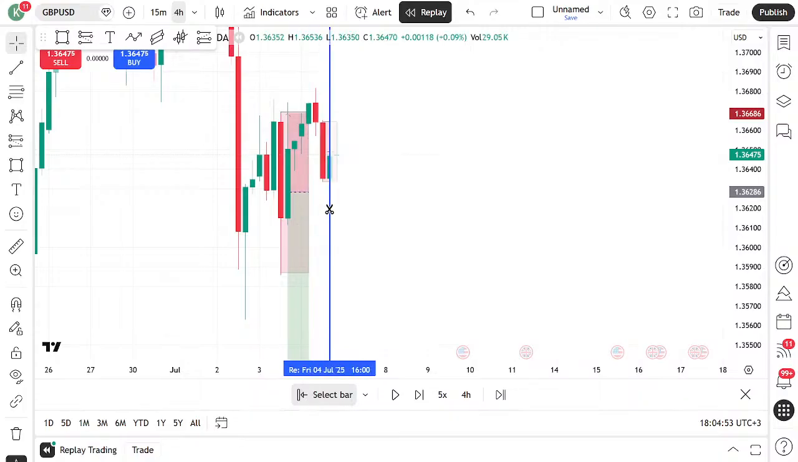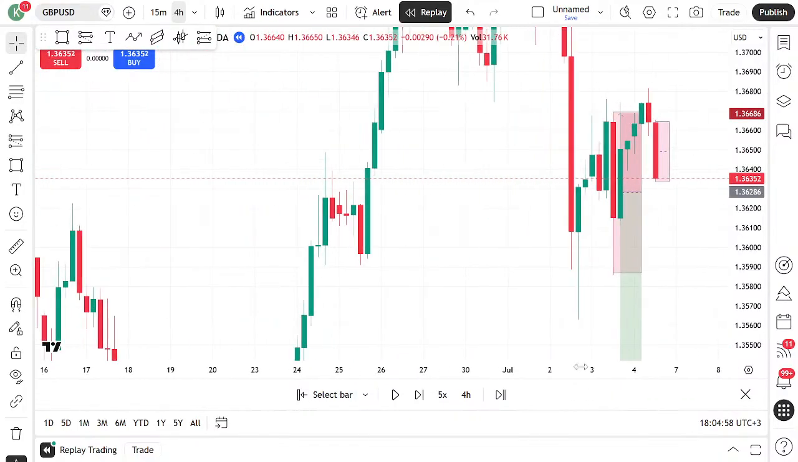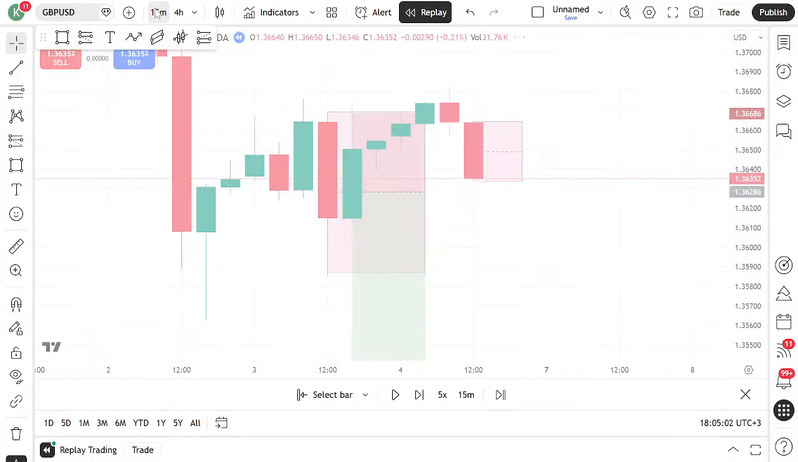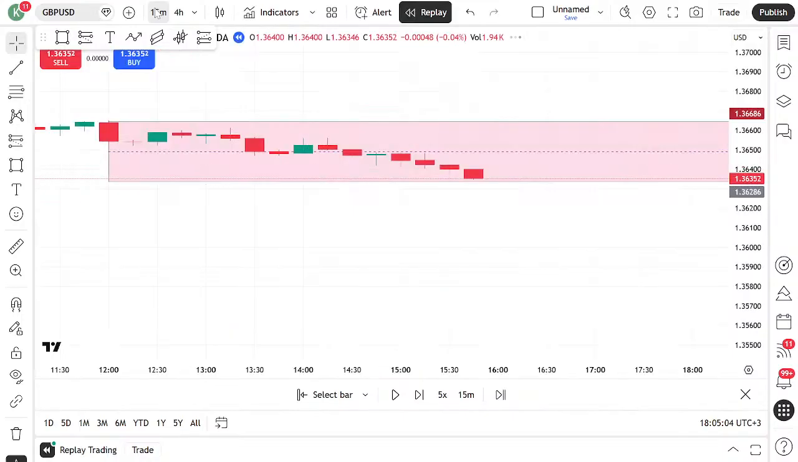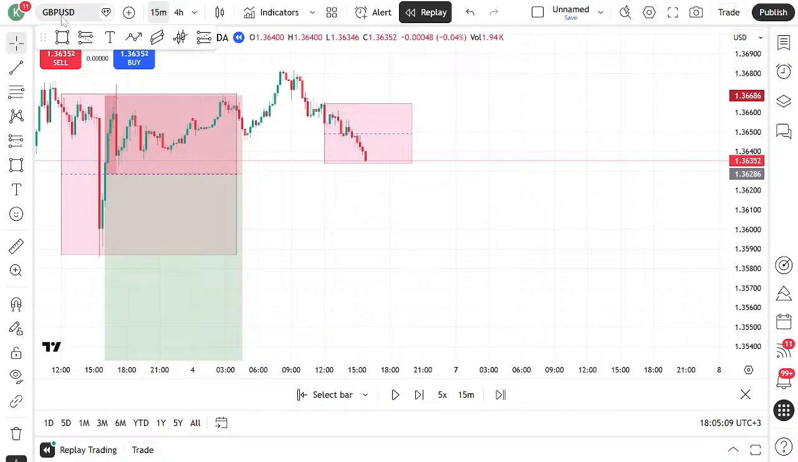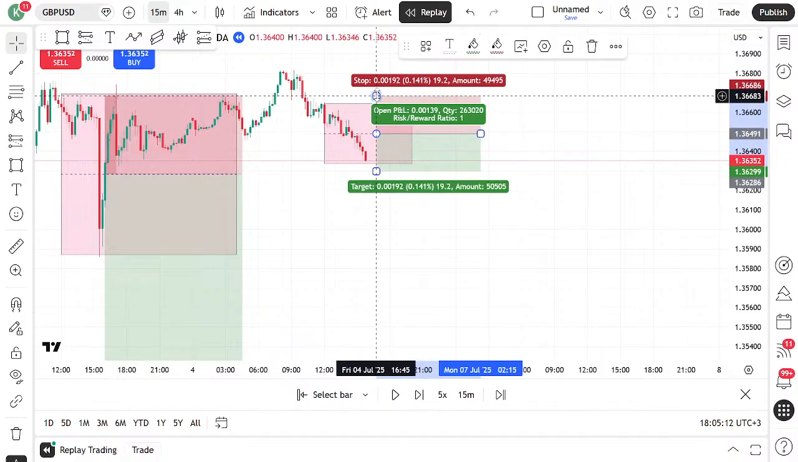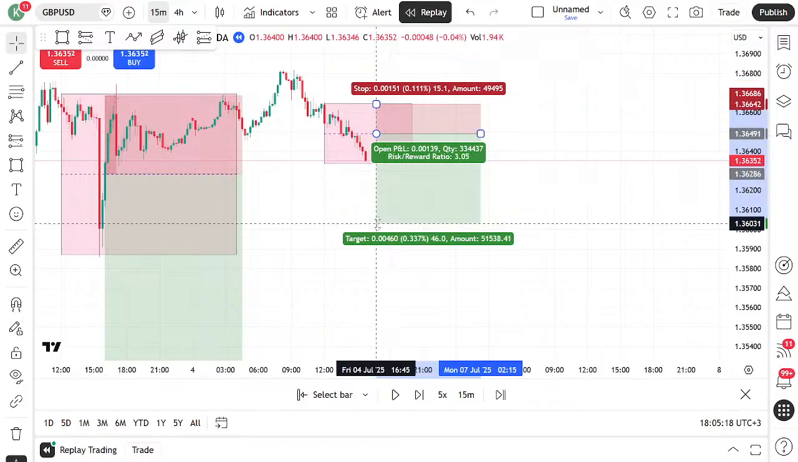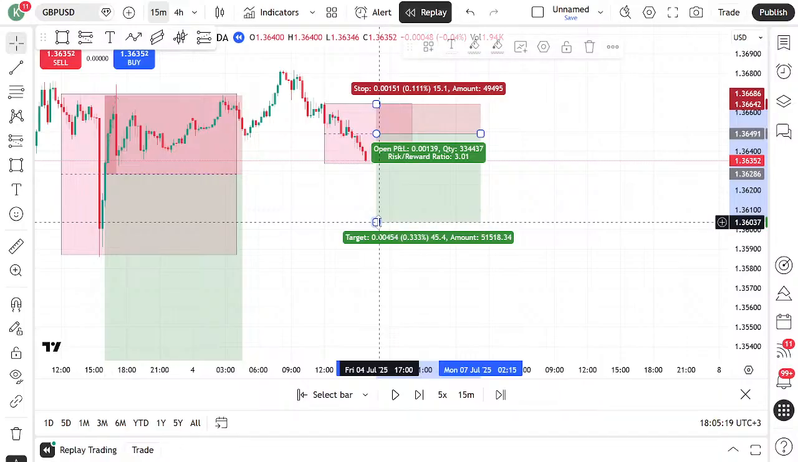So this is where we were. Sorry about that. So this is the 4-hour candle that broke. Go down to the 15 minutes. And remember what we want. We want to take a trade from the midline here, a stop loss just above there, and your risk to reward is 1:3.